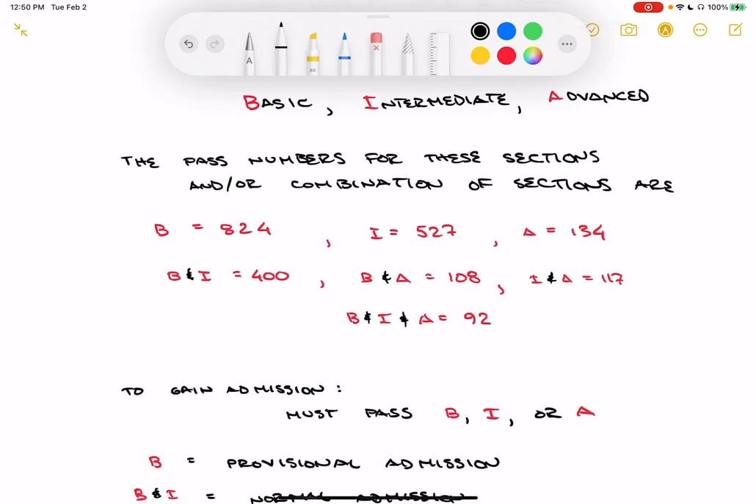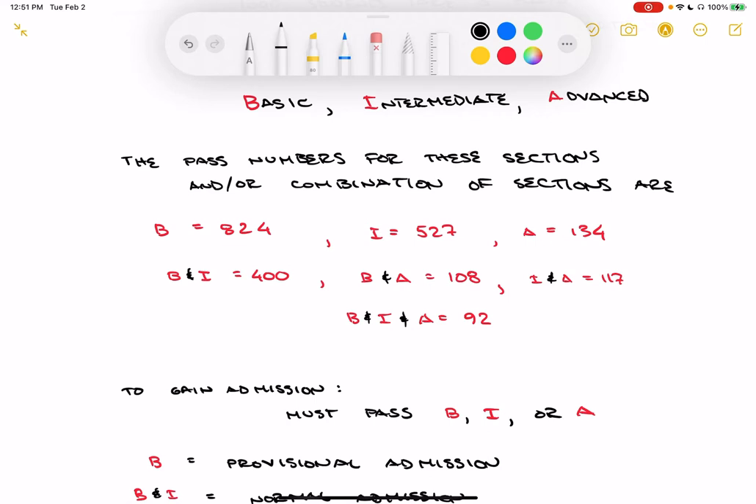The pass numbers for those sections out of that 1,000 students, or maybe the ones who passed multiple exams, turned out something like this. 824 students passed the basic exam, 527 passed the intermediate, 134 passed the advanced. 400 passed both the basic and the intermediate, 108 passed both the basic and advanced, and 117 passed both the intermediate and the advanced. And then 92 students were able to pass all three. So they passed the basic, intermediate, and advanced.